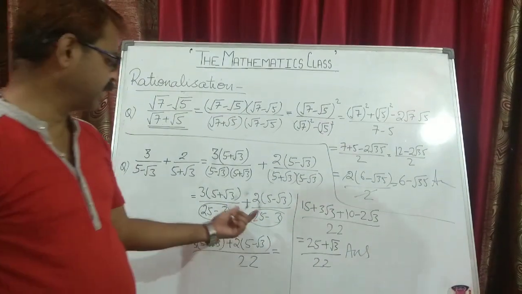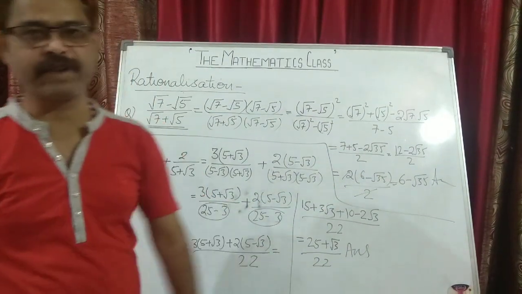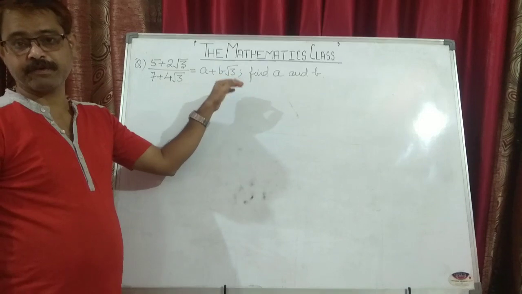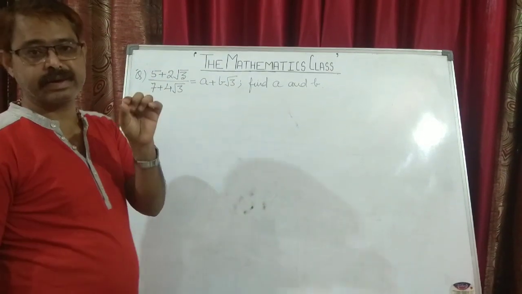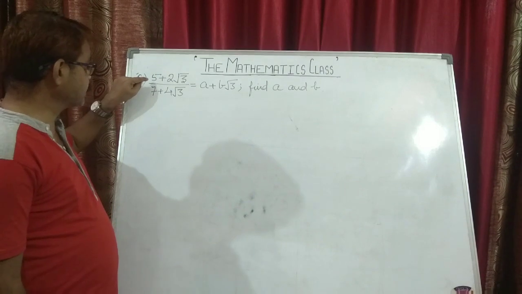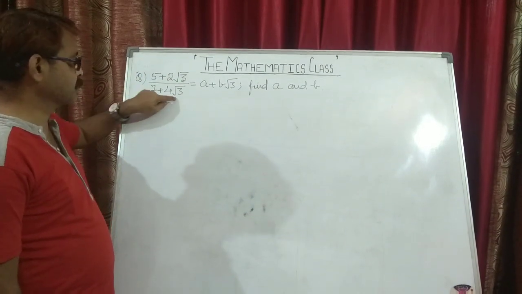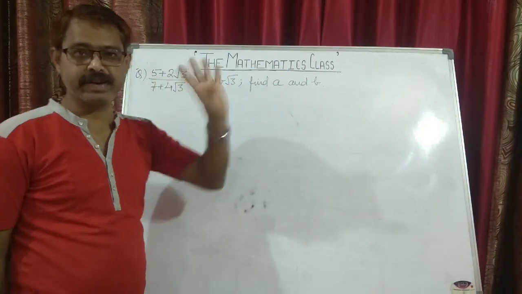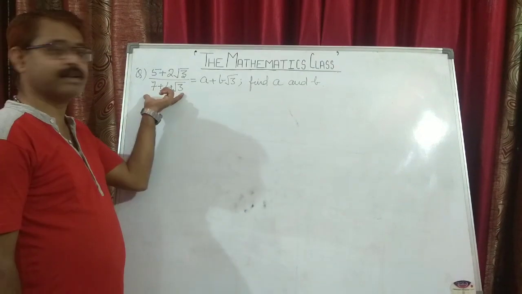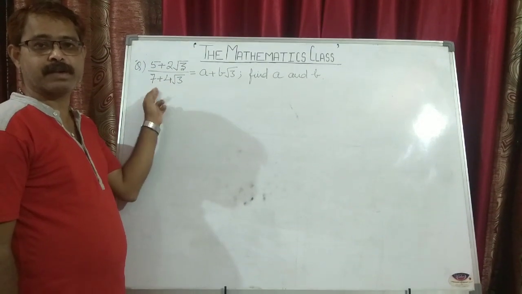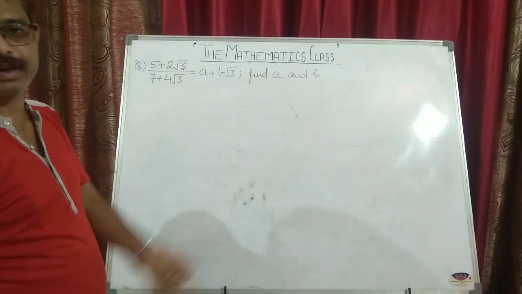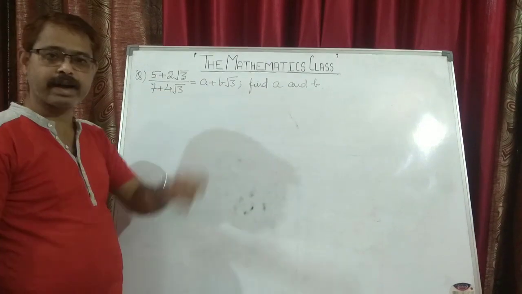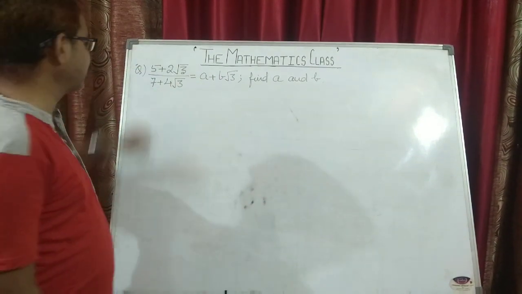Final value means you have already rationalized the denominator, or this has been simplified. That is all. Now this type of question, I am sure you will get in the examination. The question is 5 plus 2 root 3 upon 7 plus 4 root 3 is equal to a plus b root 3. Find the value of a and b. First of all, what we will do, we will rationalize the denominator. Now this is 7 plus 4 root 3, so its rationalizing factor will be 7 minus 4 root 3. It means we are going to multiply by the RF, or rationalizing factor, both in numerator and denominator.